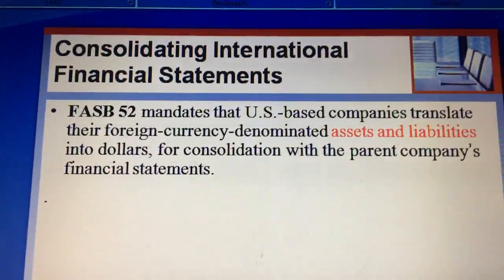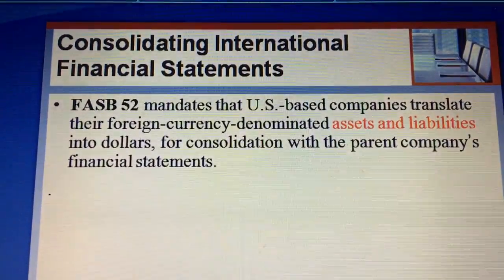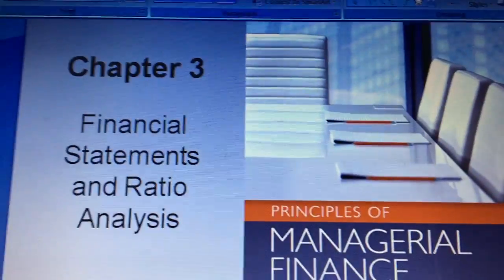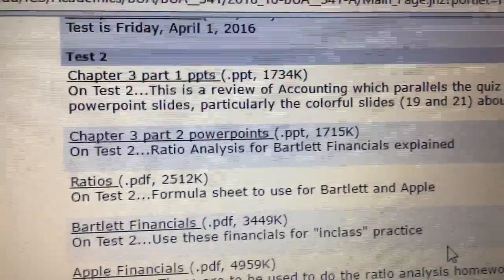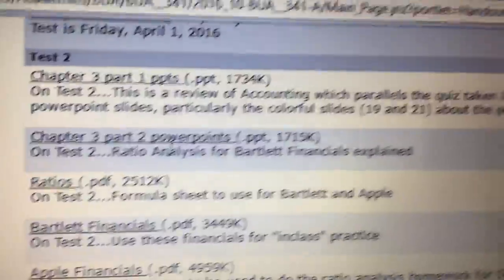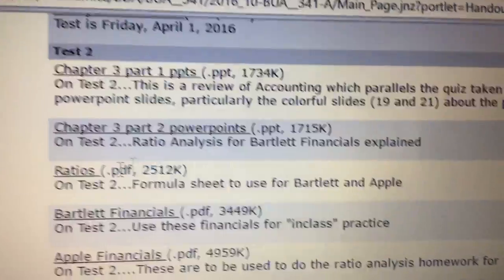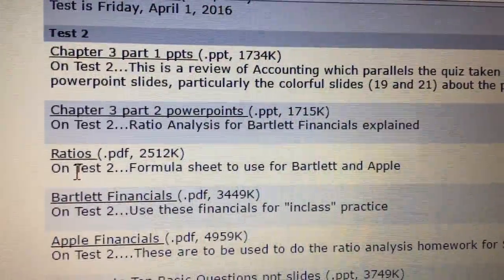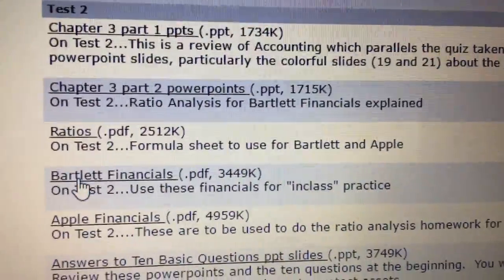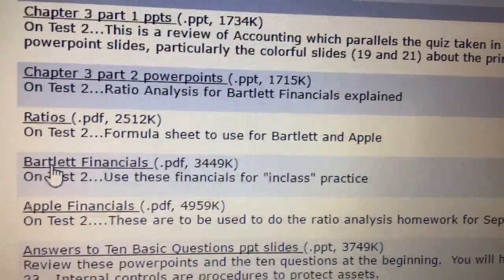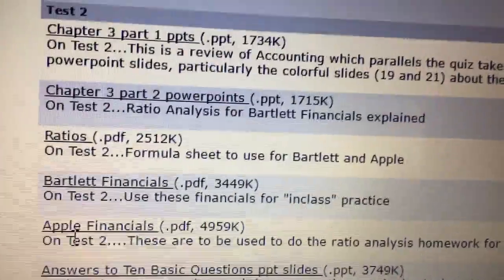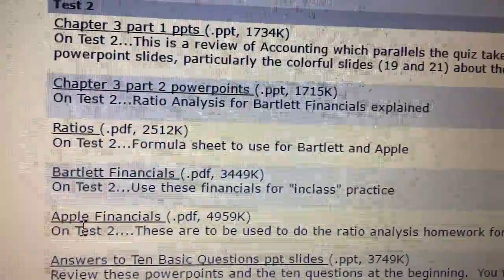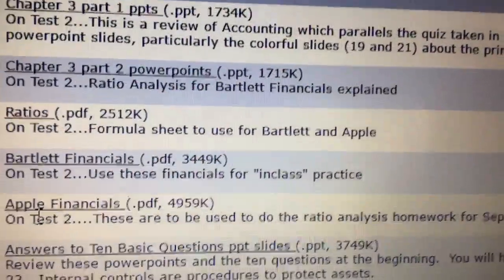Okay. Now, with that in mind, I'm going to click off this one. I want to go back, and the next set of PowerPoints that we're going to deal with, things that you need for this class today. You need Chapter 3, Part 2 PowerPoints. We'll be working with that all week. You need this set of ratios that comes beneath that. You need the Bartlett financial statements. That's the one we'll be working on in class. And your homework will come from this set of Apple financial statements. So those 4 items will be what you need for this week's work.